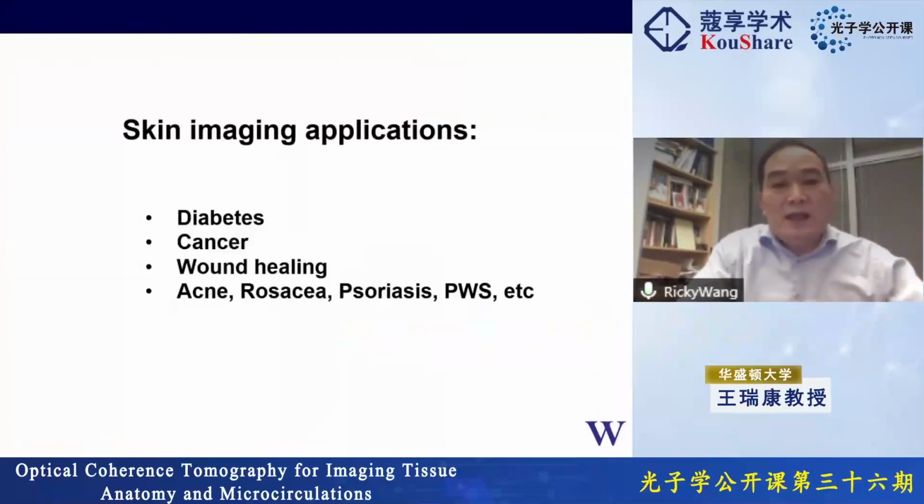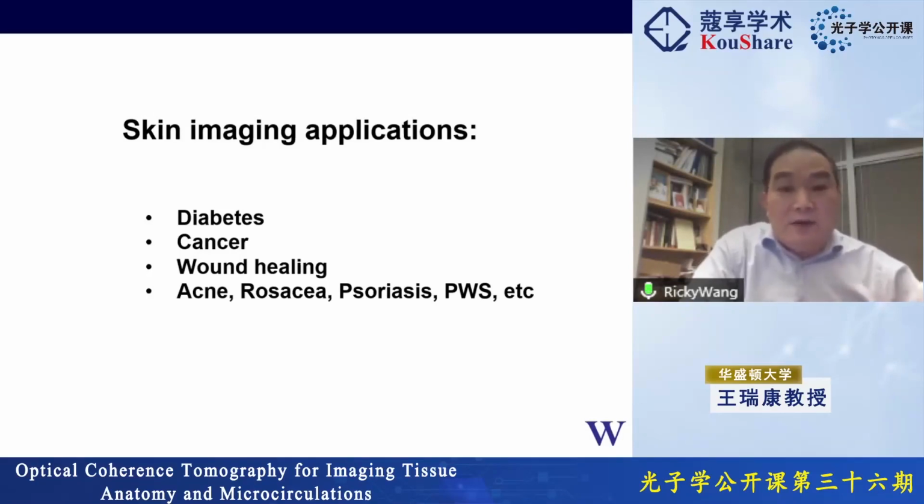And the second example I want to mention is skin imaging. Because skin is the easiest organ for us to access, right? So obviously OCT has this kind of application to look at the skin.